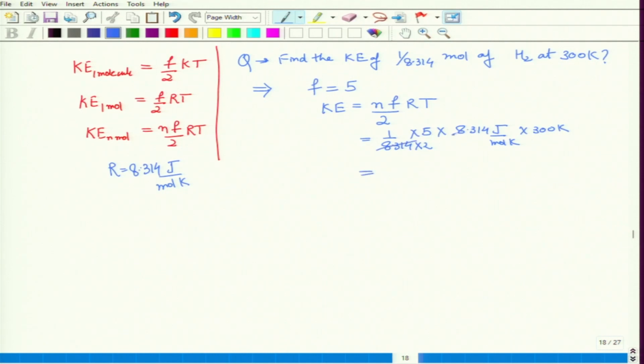So the answer comes out to be 2.5 into 300 joule. So this is mole. So here I am writing this amount of mole is there. So mole will cancel, Kelvin will cancel. So this is 750 joule of energy. And that is also the internal energy of this molecule.